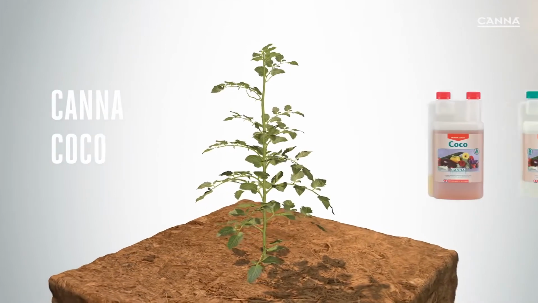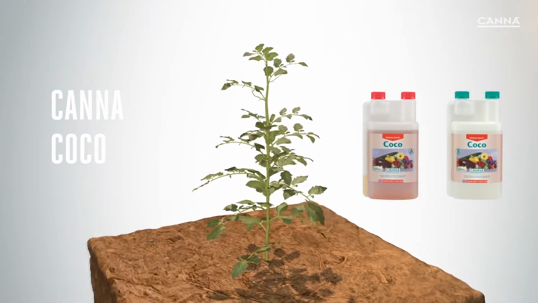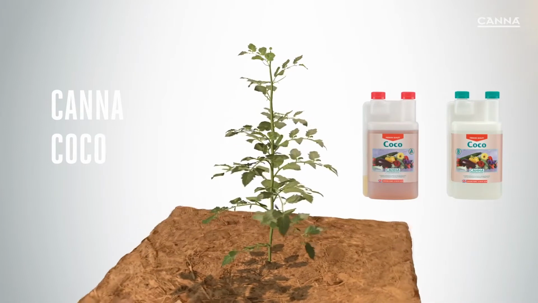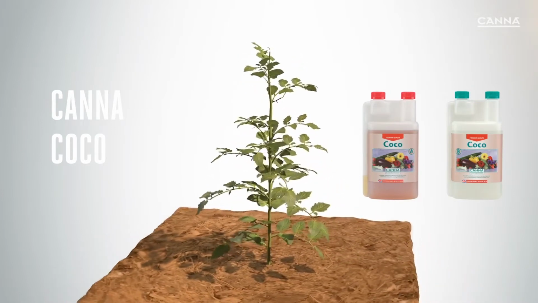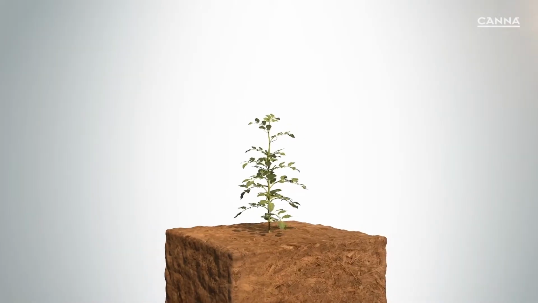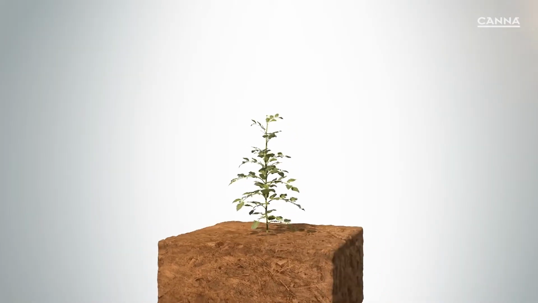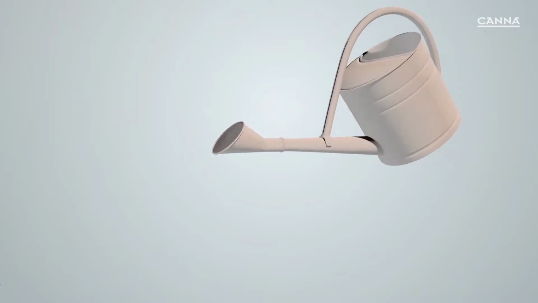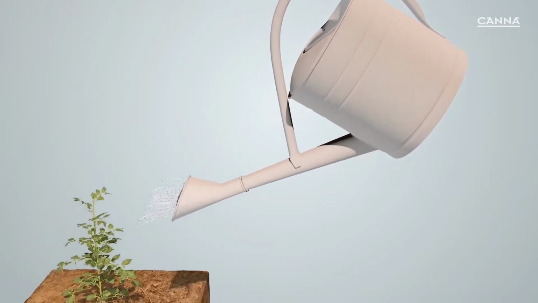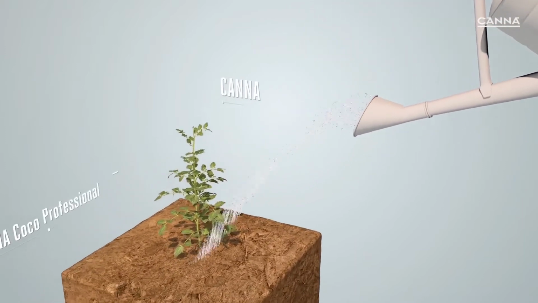Canna Coco A and B nutrient is used throughout the plant's vegetative and generative phases. Canna Coco A and B nutrient contains ingredients that ensure that essential nutrients are released by the substrate. The plant will need these throughout its life cycle. They will ensure that your plants get stronger and grow faster when using Canna Coco substrate.